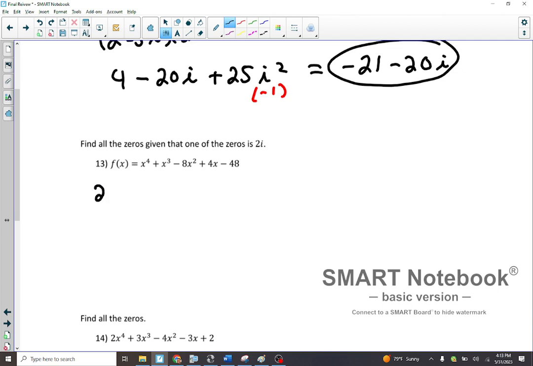So 2i is going to be one of my values, and I'm going to use synthetic division to work from here. Let me make more space. So let's do 2i, and I'm going to put 1, 1. Because I'm using 2i, I'm going to eventually use negative 2i anyway, because they're always paired. So it doesn't matter if you do it first or second. Negative 8, 4, and negative 48.